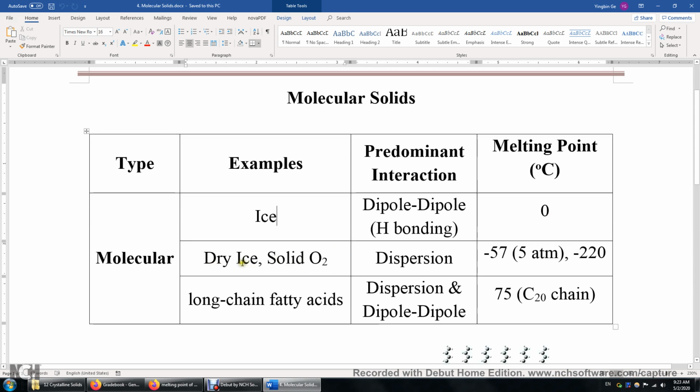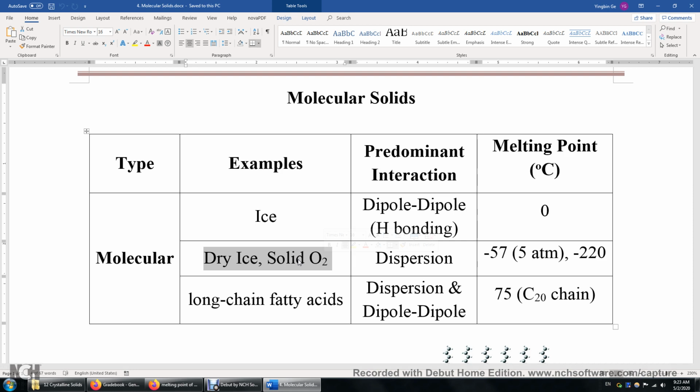Now let's look at two other examples, dry ice and solid O2. Dry ice is CO2, carbon dioxide, in the solid phase. What's in common between these two? Neither CO2 nor O2 has a non-zero dipole moment. So their dipole moment is exactly 0. That means there's no dipole-dipole interaction between O2 and O2 or between CO2 and CO2.